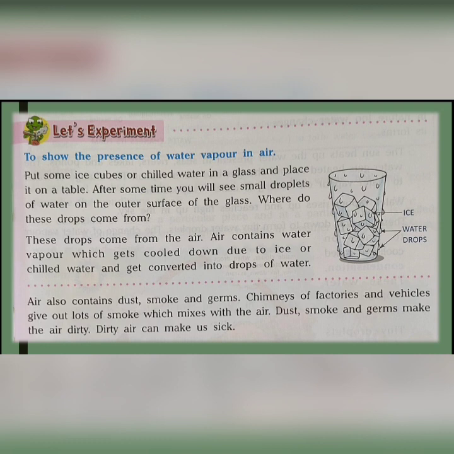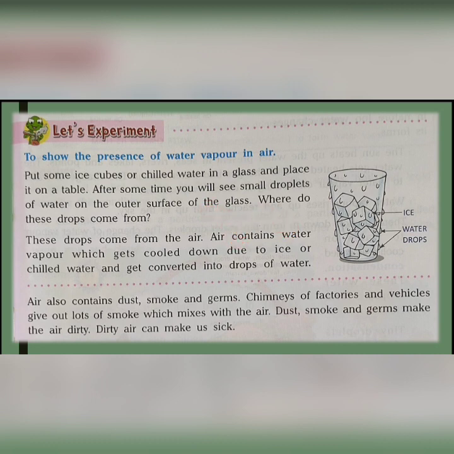Now here one experiment is given to show the presence of water vapor in air. So for this, let us see what you have to do. Put some ice cubes or chilled water, that means refrigerated water, in a glass and then place it on a table. After some time, you will see some droplets of water on the outer surface of the glass.